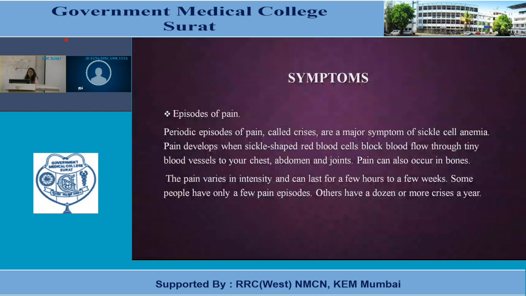Pain develops when sickle-shaped RBCs block blood flow through tiny blood vessels to your chest, abdomen and joints. And pain can also occur in the bones. Now the pain varies in intensity and can last for a few hours to a few weeks. Some people have only a few episodes, and others have a dozen or more crises in a year.